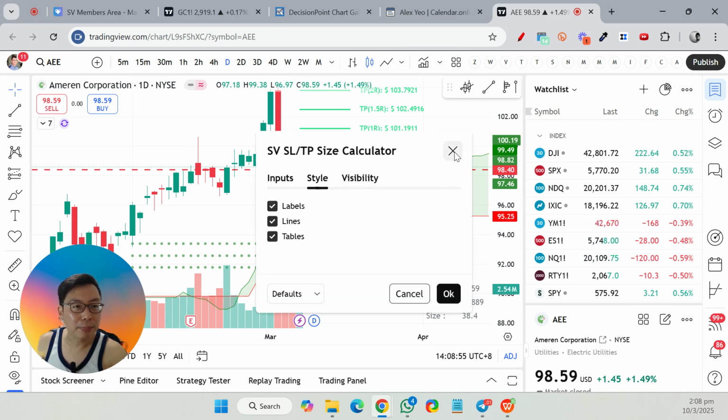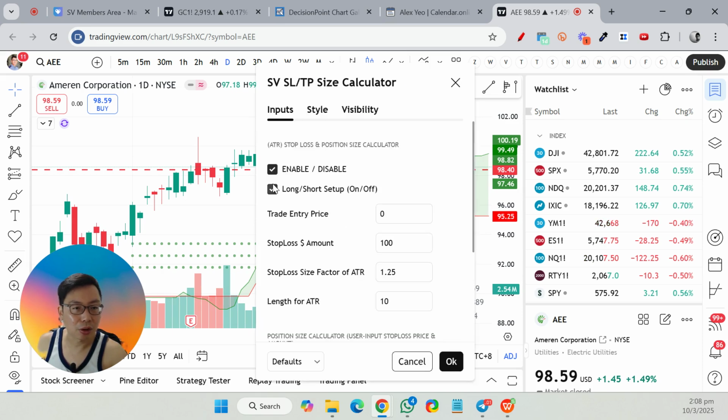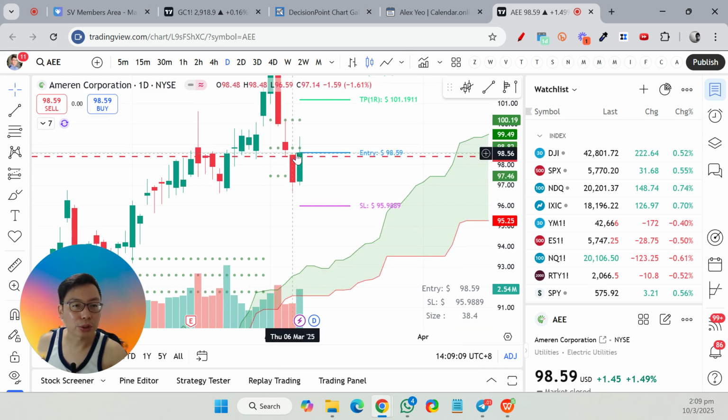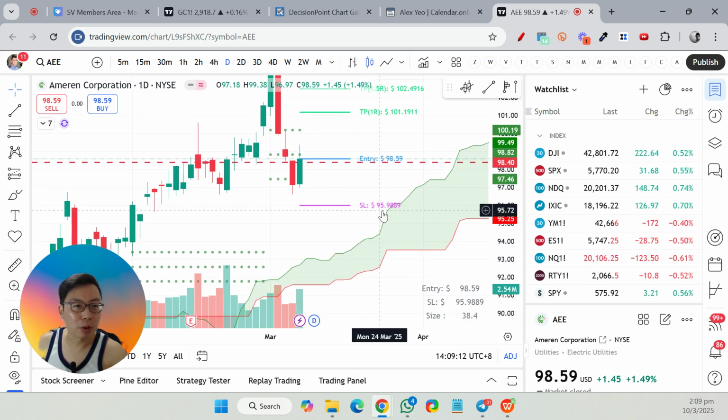By default, it is a long setup. The ATR is 1.5. If you set it to 0, it is the last closing price. By default, the stop loss is about 95.98. If you want to widen your stop during this volatile period, it is advisable. This is based on 1.25 ATR. In case you're interested in entering other stocks, you can widen it.